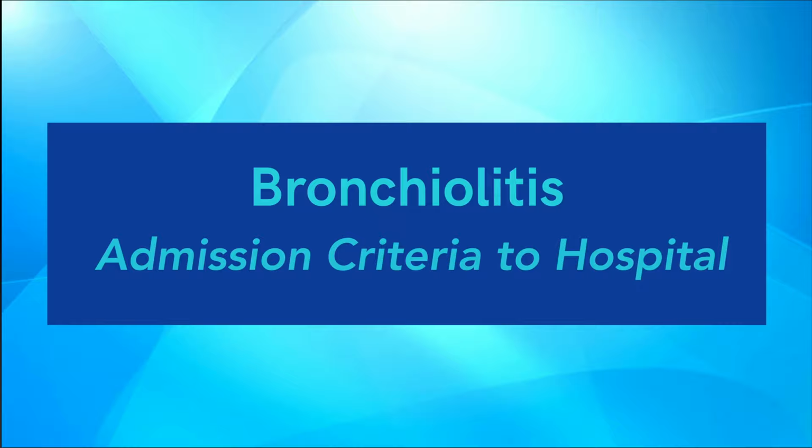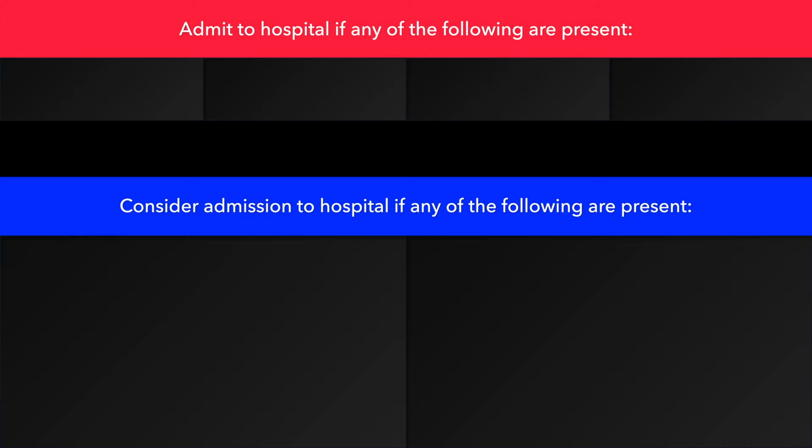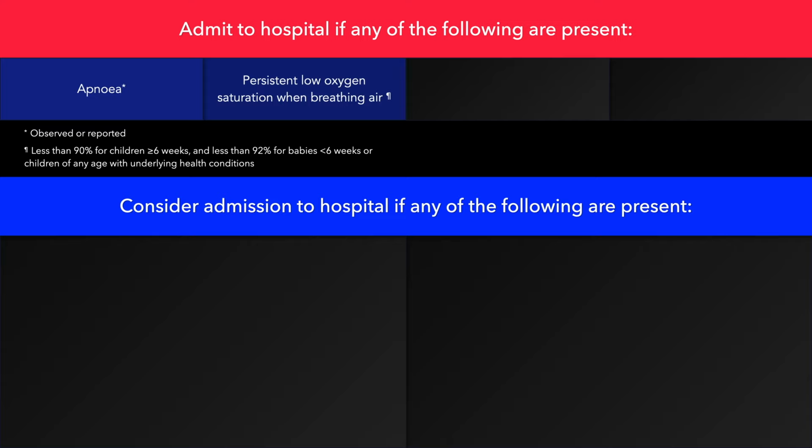When assessing a baby or child in a secondary care setting, admit them to the hospital if they have any of the following: apnea, either observed or reported; persistent oxygen saturation when breathing air of less than 90% for children aged 6 weeks and over, or less than 92% for babies under 6 weeks, or children of any age with underlying health conditions. Now, please be aware that your local guidelines may differ regarding oxygen saturation. They may also take into consideration the phase of the illness.